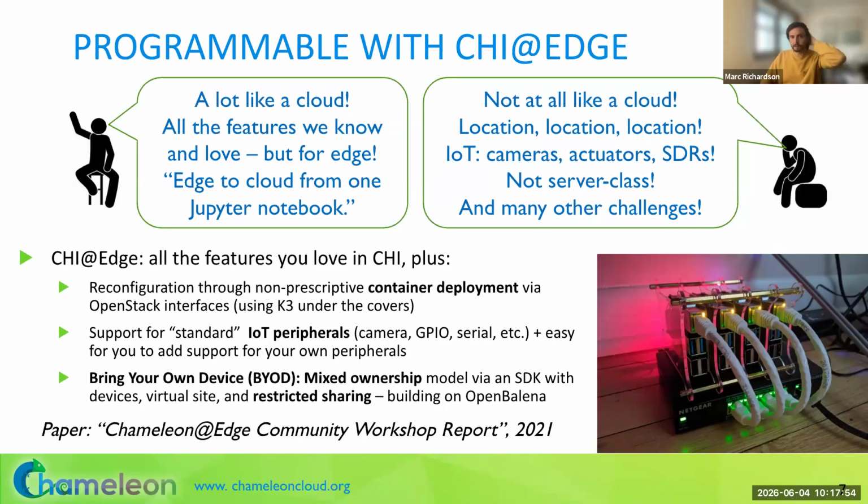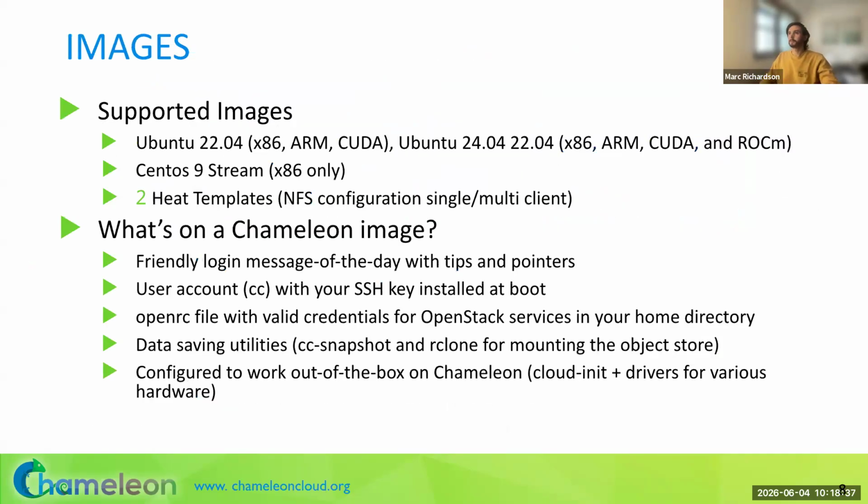So rather than deploying a virtual machine or a bare metal instance, you're going to be deploying containers on these. We do have IoT-like peripherals, so things like cameras, sensors, things like that that you can work with. And then we provide a bring your own device functionality here. So if you have your own Raspberry Pis or you have a Jetson Nano sitting around and you want to add it to the Chameleon system, you can do so through this mechanism. And then your device will show up on the CHI@Edge platform, and you can work with it through Chameleon. So that's a quick overview of some of the features there.